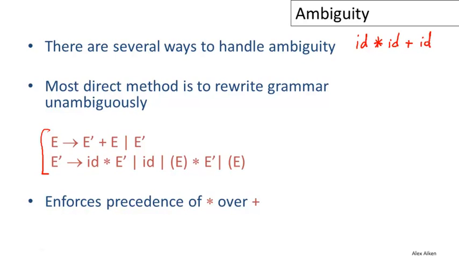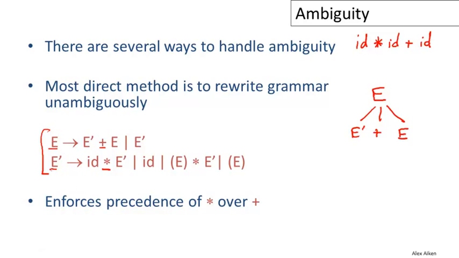Let's look at how that string will be parsed according to this new grammar. We begin with the start symbol E. Now notice that E can no longer generate a plus or a times. In fact, we've separated the grammar now into 2 sets of productions, 2 non-terminals. E controls the generation of plus, and E prime controls the generation of multiplications. So in order to generate a plus, we have to use the production E prime plus E. There's no other way to do it.